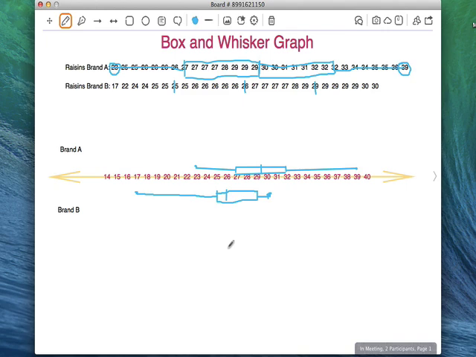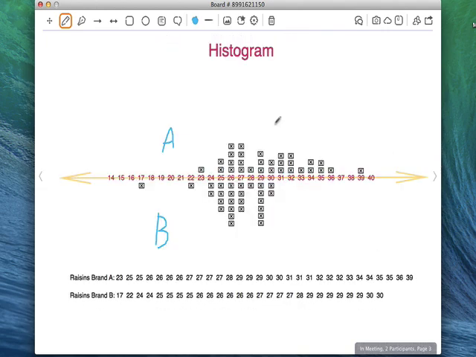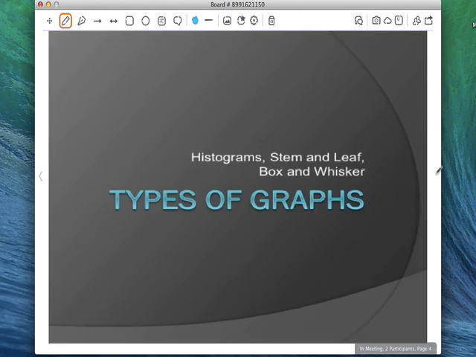So we have box and whisker, stem and leaf, histogram. 3 very important types of graphs that I would like you to consider using for your data collection project. But more importantly, I want you to realize they are out there. You will encounter them as a teacher. You should teach with them. You should teach about them.